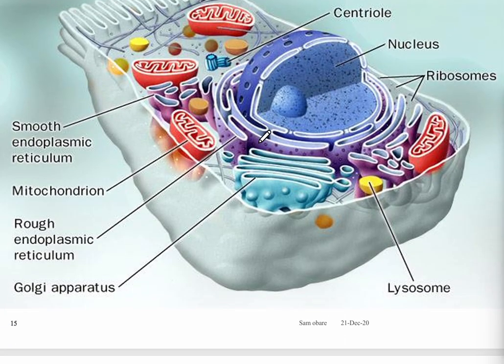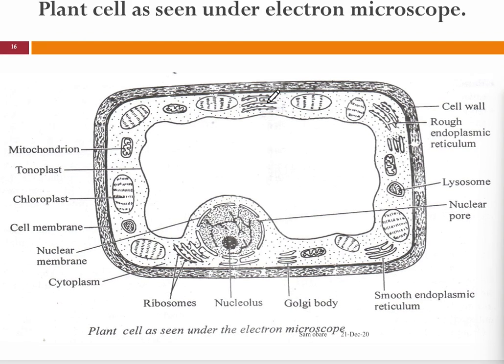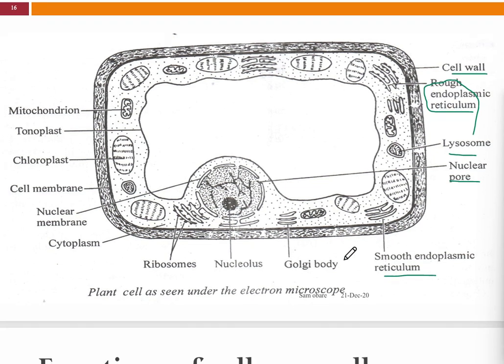This is the colored one. In the plant cell, we have this too: cell wall, rough endoplasmic reticulum. Look at it, it has dots on it. And also we have the lysosome, nuclear pore, smooth endoplasmic reticulum, which doesn't have any dots. We also have mitochondrion here, a single mitochondrion. We have the Golgi apparatus, the nucleus, and ribosomes on the rough endoplasmic reticulum.